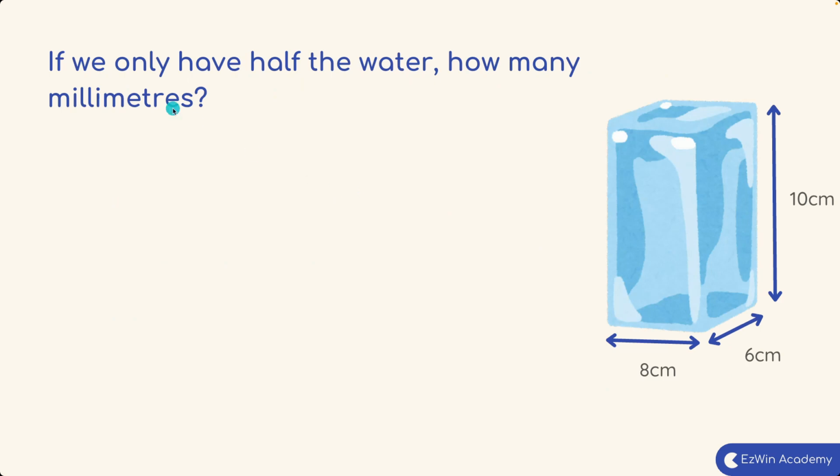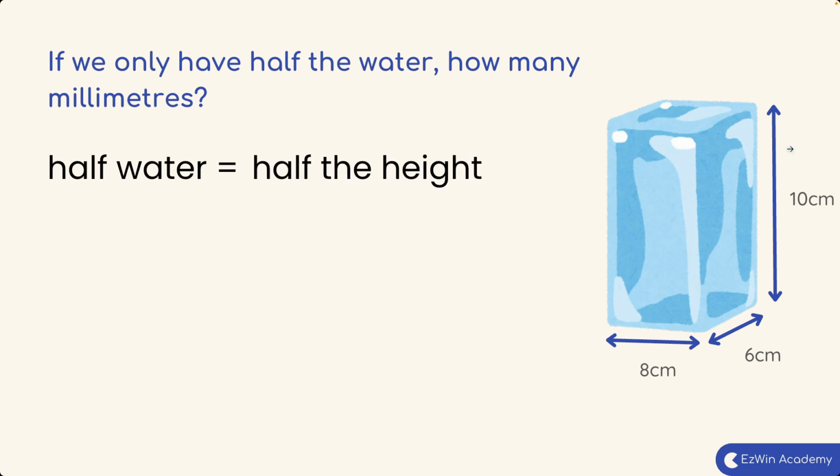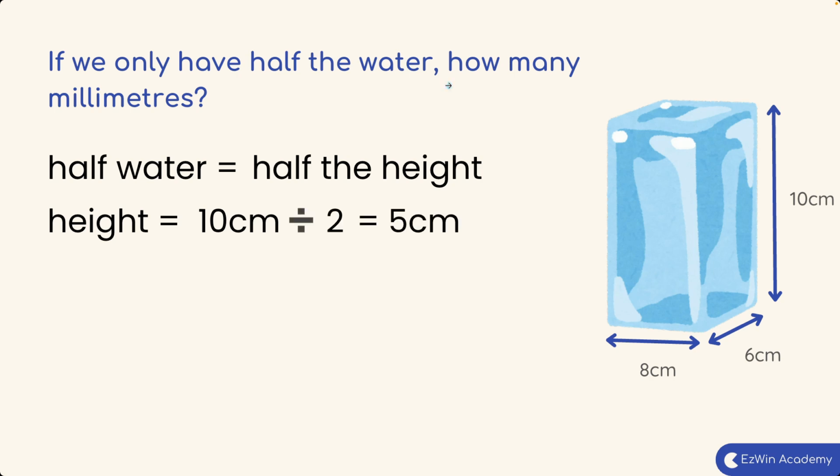So the next thing is, if we only have half the water, how many milliliters will we have? So the thing is that you have to picture that you add half the water. So what does half the water mean? Half the water means our height is also halved. So that means we need to know the current height with the water inside it. So with the height, we actually have 10 centimeters divided by 2, and this is equal to 5 centimeters. So now we know that half the water of the height is 5 centimeters.